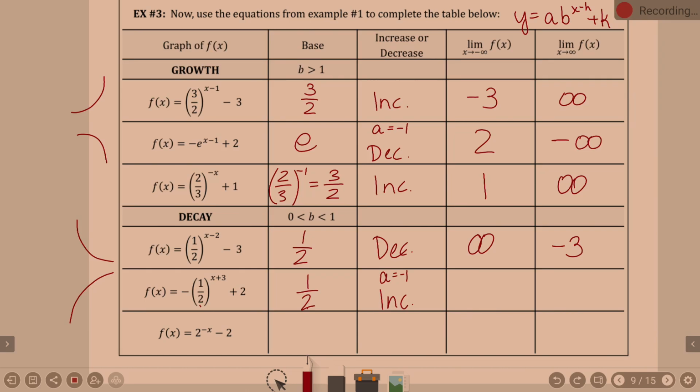Limit as x approaches negative infinity. Negative... And as x approaches positive infinity. 2. Okay.